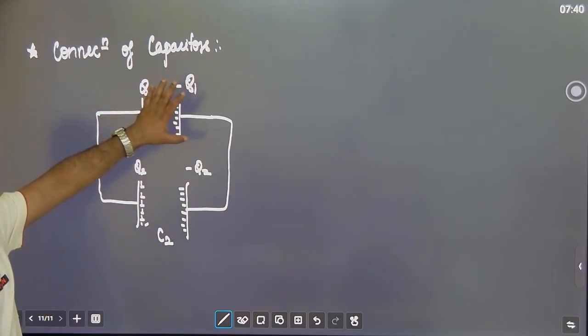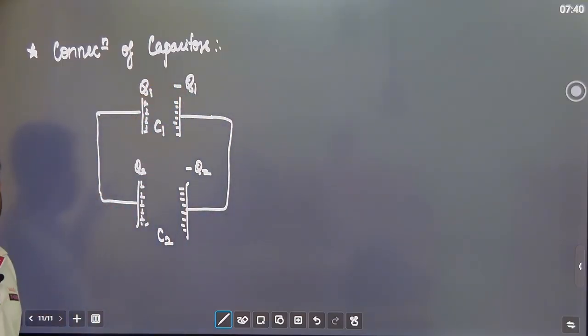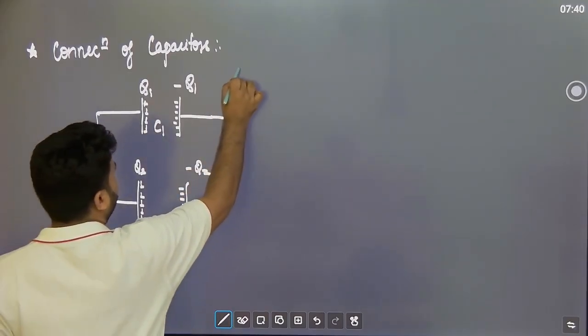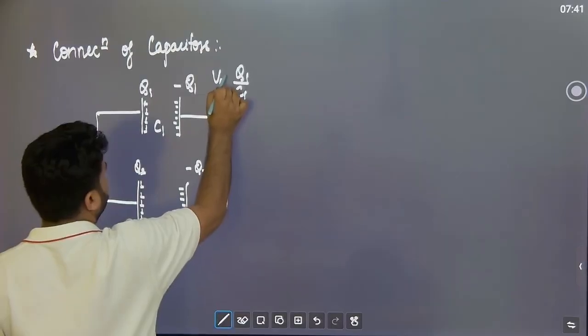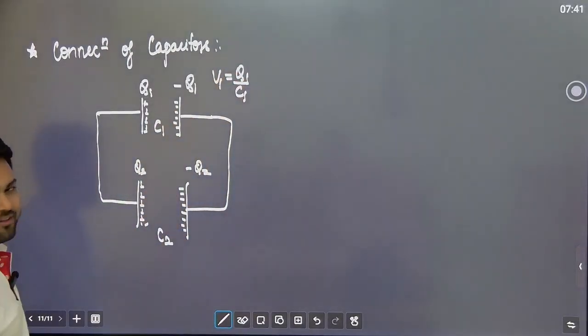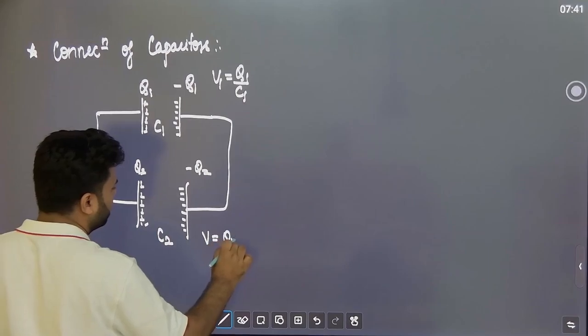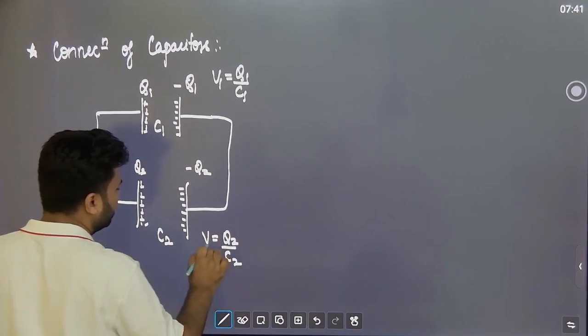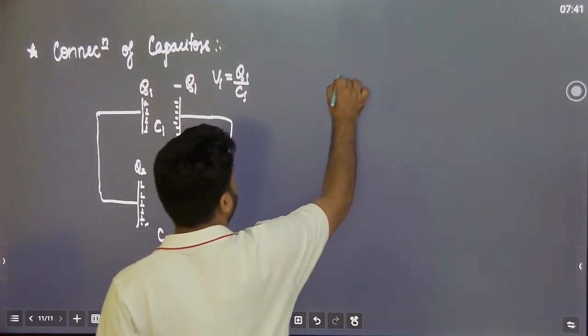Initially, before connecting, what was the voltage across this capacitor? So Q equals CV, V equals Q by C. Voltage was how much? Q1 by C1. If someone asks what was the voltage initially, Q1 by C1. What was the voltage of this capacitor? Q2 by C2. Correct.